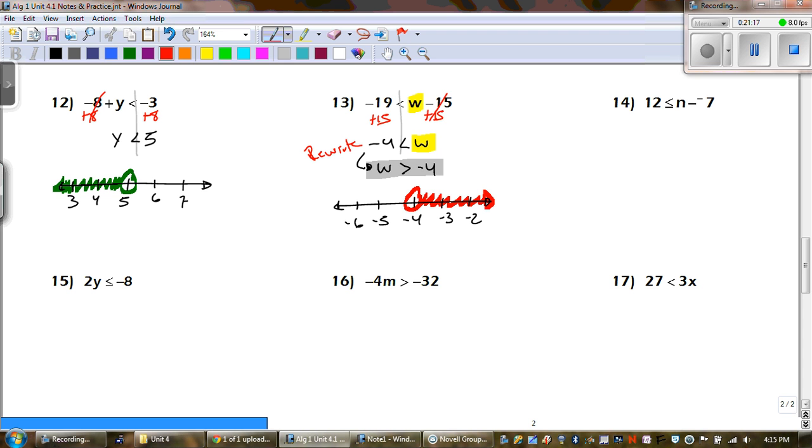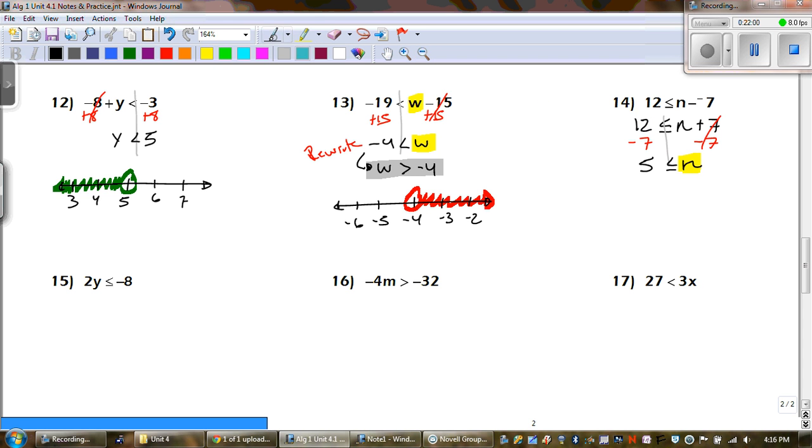All right, let's talk about 14. When you look at 14, what does it have? Well, 12 is less than or equal to n minus a negative 7, okay? So if you have n minus a negative 7, we've got two symbols right there. And so if we've got two symbols, we don't do that anymore, guys. You got to simplify that, okay? So that's really saying n plus 7, okay? And now with n plus 7, now we just solve. We subtract the 7 to both sides, and we get 5 is less than or equal to n.